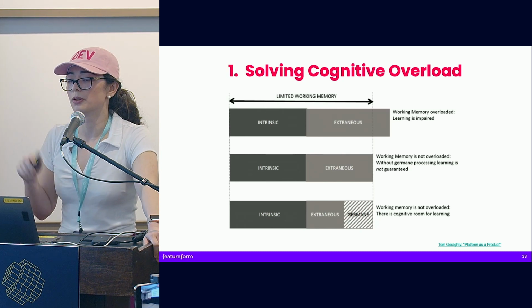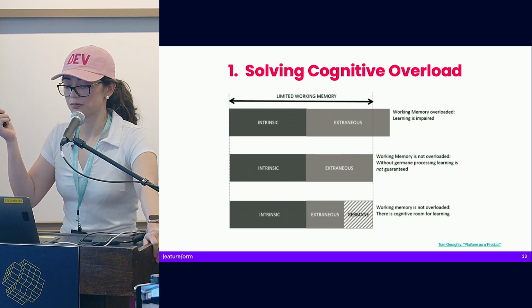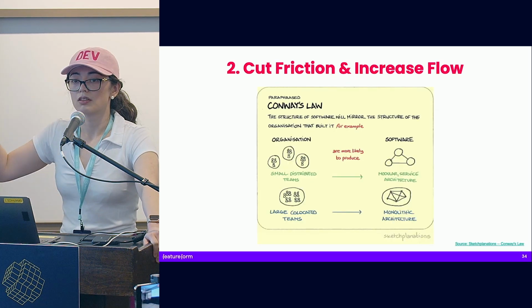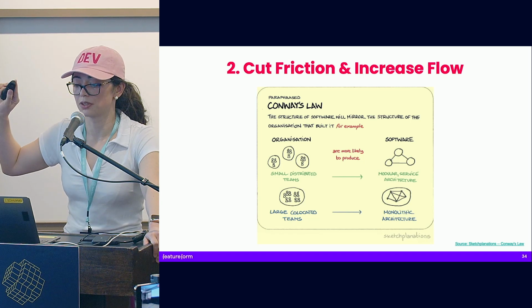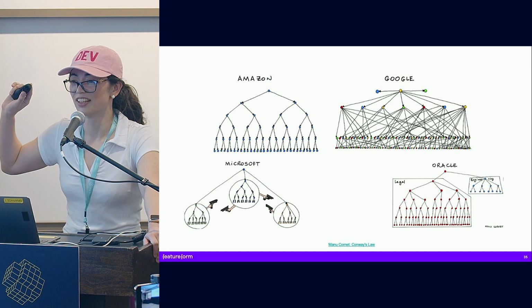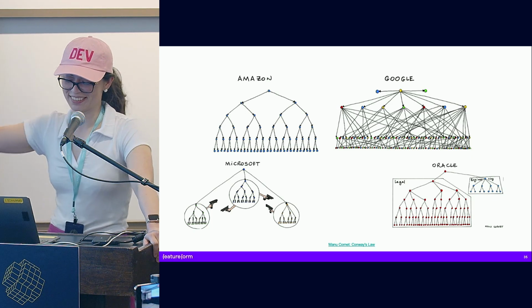There's a couple things that should be going on. First off, it should be solving cognitive overload. It should be cutting friction and increasing flow. These are the two mandates of platforms. We should not be enabling this. We were just talking about Oracle and this diagram.